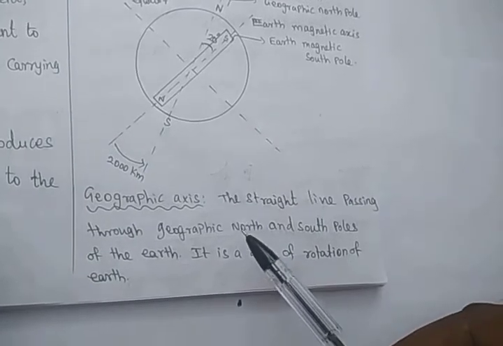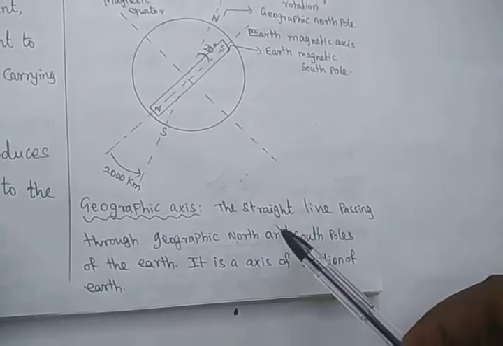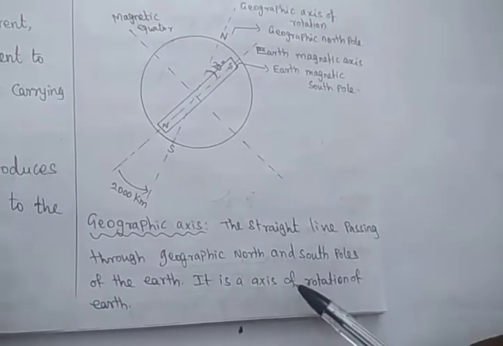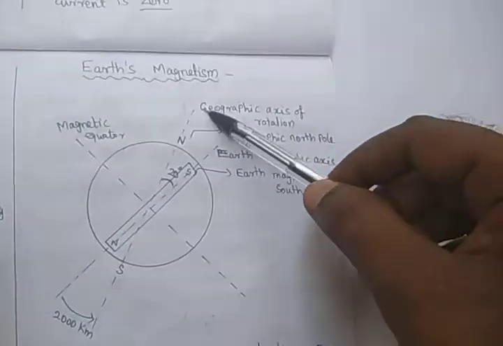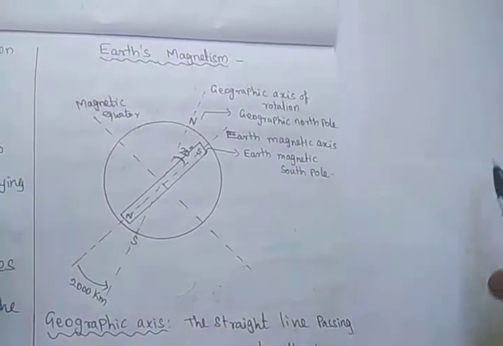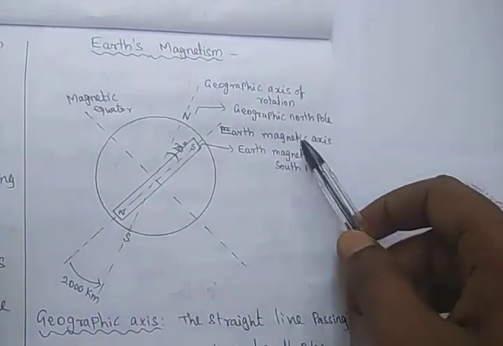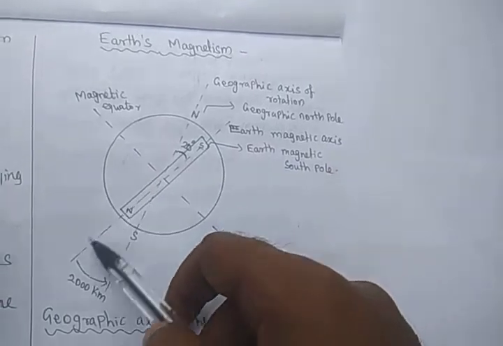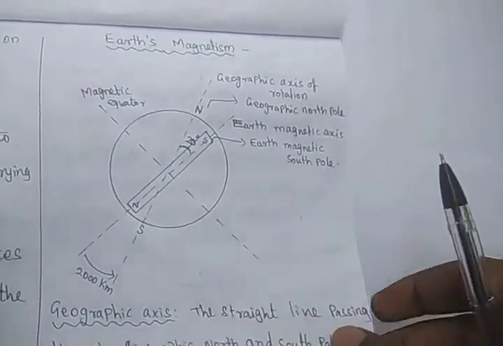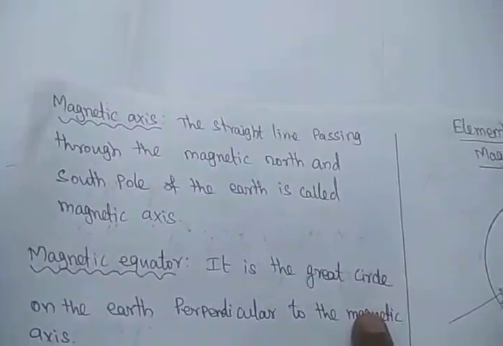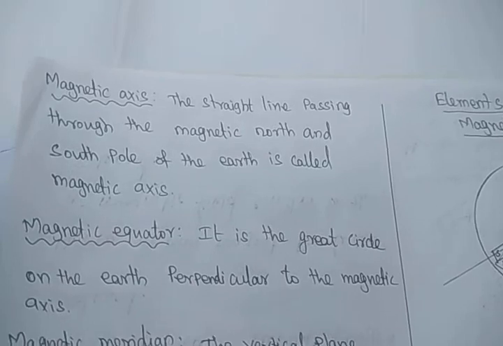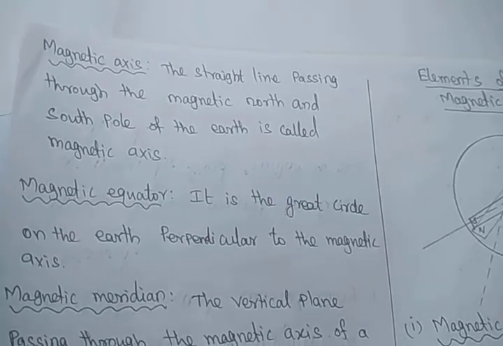So what is the geographic axis? The geographic axis means a straight line passing through the geographic north and south pole of the earth. It is the axis of rotation of the earth. Magnetic axis means the line passing through the magnetic south and north pole of the earth's magnet. So the magnetic axis is the straight line passing through the magnetic north and south pole of the earth.